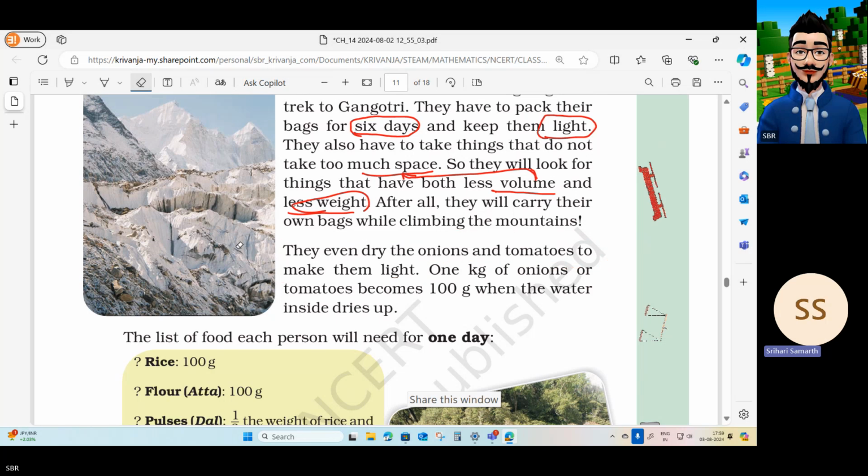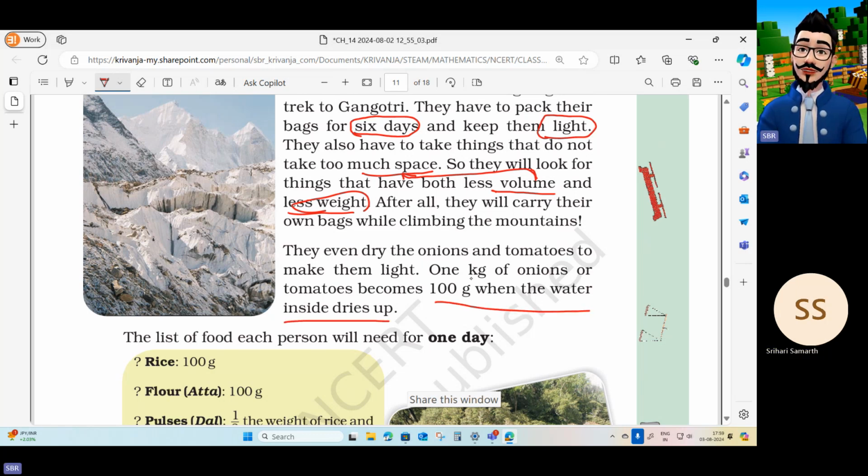One kg of onions or tomatoes becomes 100 grams when the water inside dries up. Oh my god, this is very interesting, right? See, 1 kg, 1000 grams of onion, will become 100 grams. So it is as good as taking 100 grams of onion only. Maybe once they reach up, they will add water available there in the river and make it. You can't do that. Why not? If the water is available, they will add it. No, they can't, because the water which is there inside is tomato juice.